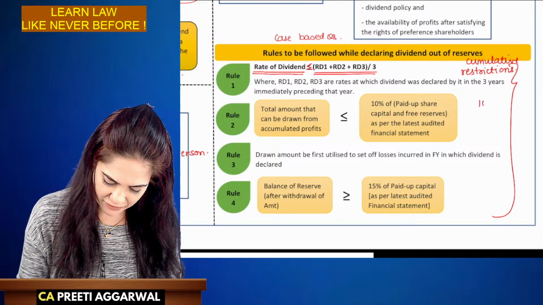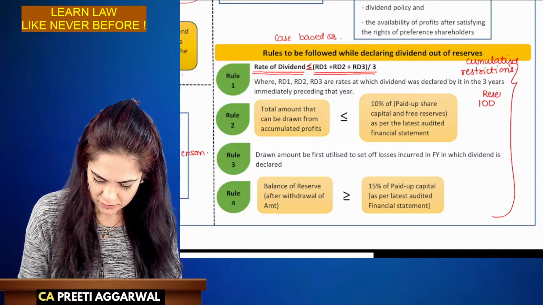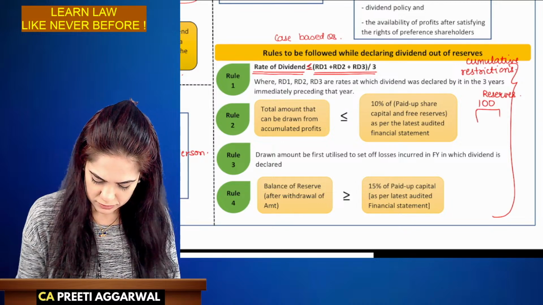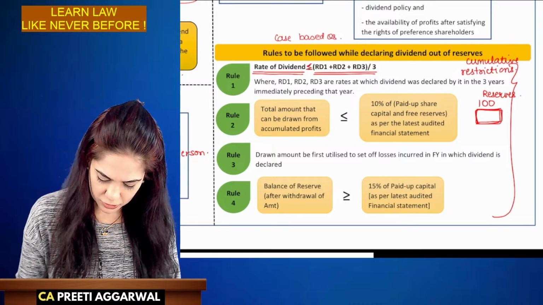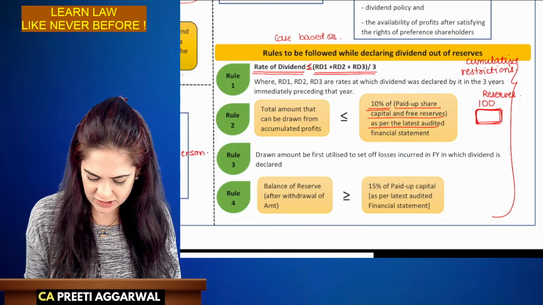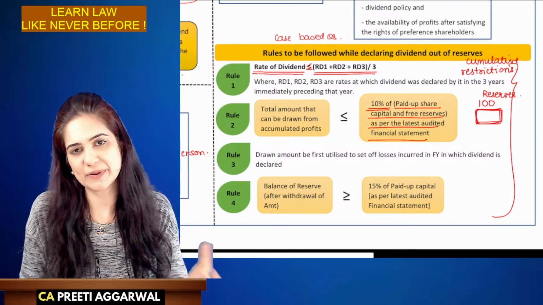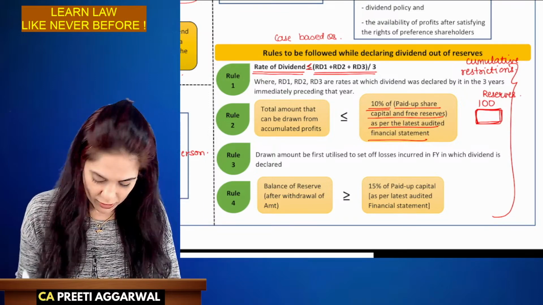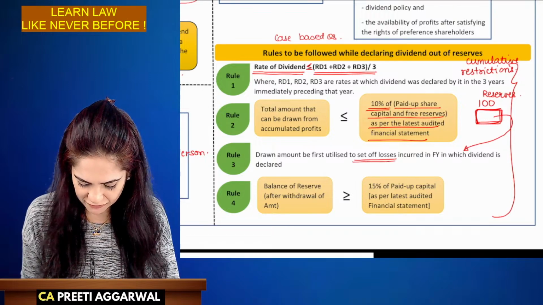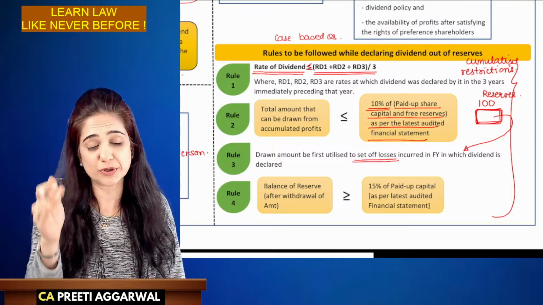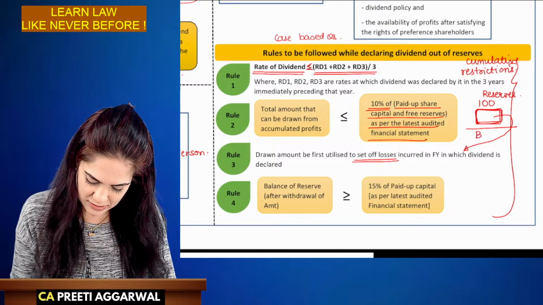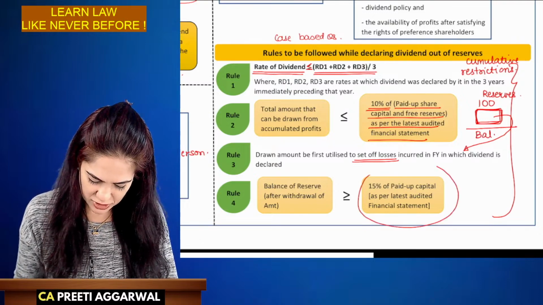Now, let's say that I have reserves of 100 rupees. Whatever I withdraw, the total amount withdrawn should be less than or equal to 10% of the paid up share capital and free reserves as per the latest audited balance sheet. So it should be less than 10%. Whatever amount that I am withdrawing should be first utilized to set off the past losses, and also you should ensure that the current year's dividend is also provided. Whatever balance remains, balance should be at least 15% of the paid up share capital.